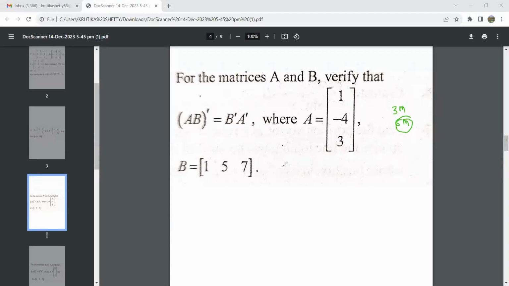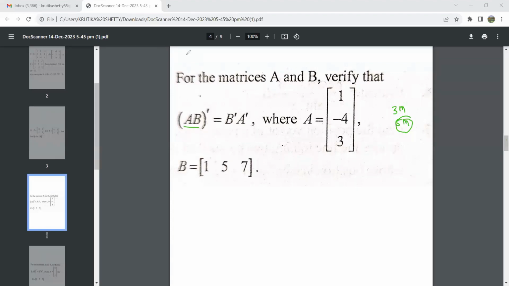Here, what we need to do, I will just explain. You try it for homework, or else in the next class we will discuss it. First we need to take the product of A into B and then take its transpose. Then in the RHS, we need to take the multiplication of B transpose and A transpose. Using the rules of multiplication of matrices, try it. If you don't get it, we will discuss it again in the next class.